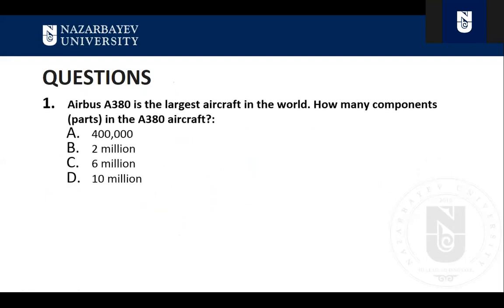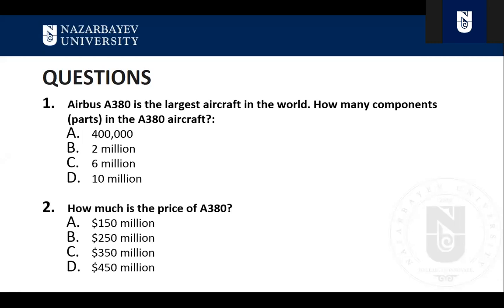The first question: the Airbus A380 is the largest aircraft in the world. How many components, parts? Here are the answers: A, 400,000; B, 2 million; C, 6 million; D, 10 million. The second question: how much is the price? Also note it for yourself.